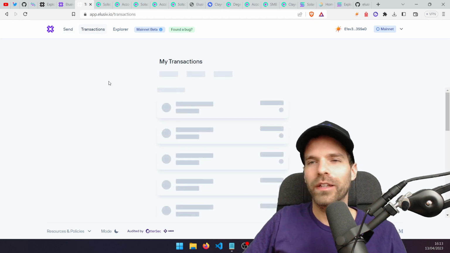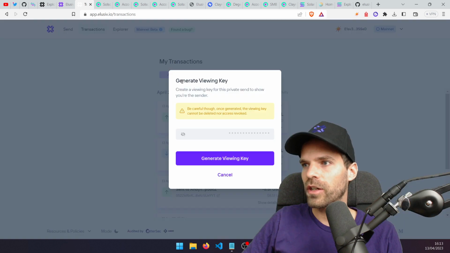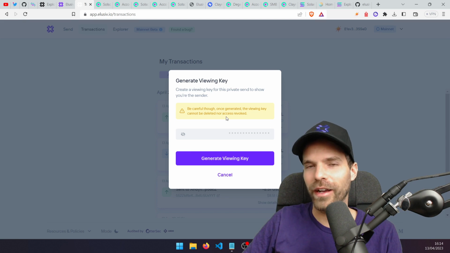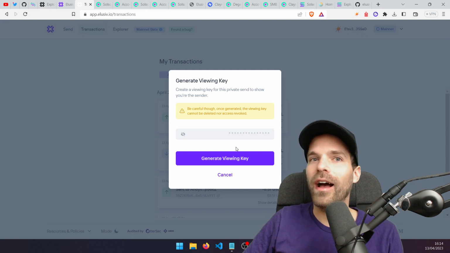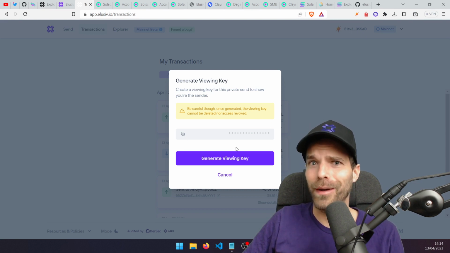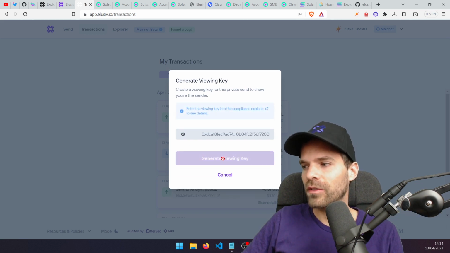How do I now create viewing keys? There's a key symbol here on top. Generate viewing key. Create a viewing key for this private send to show you're the sender. Once generated, the viewing key cannot be deleted nor access revoked. So once we publish this, it will forever be published, which I'm okay with because I'm literally publishing this video. So let's generate a viewing key for this transaction.